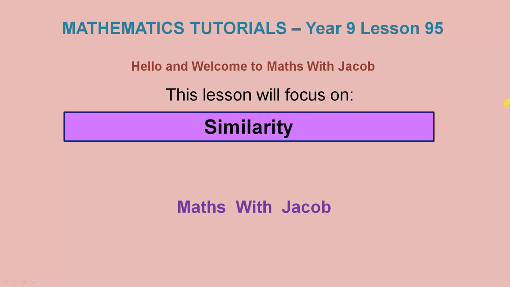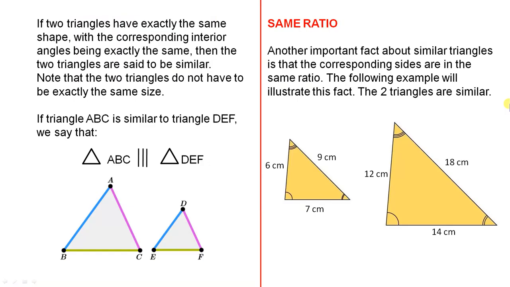This lesson will focus on similarity. If two triangles have exactly the same shape, with the corresponding interior angles being exactly the same, then the two triangles are said to be similar. Note that the two triangles do not have to be exactly the same size.